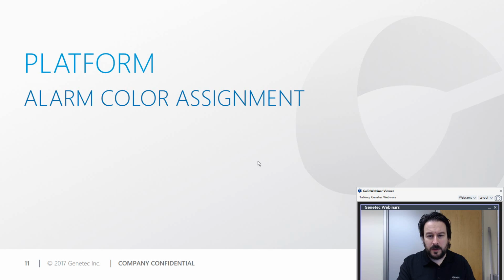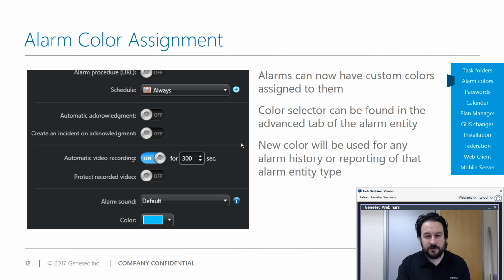Okay. So the next thing to take a look at is our alarm color assignment. This is a new thing we've added to alarms when you're creating them. So you can now have custom colors assigned to them. The color selector is in your advanced tab when you're actually setting up the alarm itself. And this color you assign is going to be used for any alarms that you have. So even the historical alarms will change to this new color.